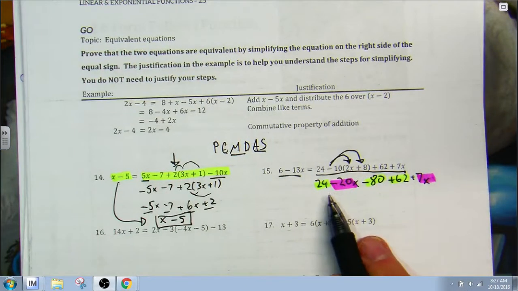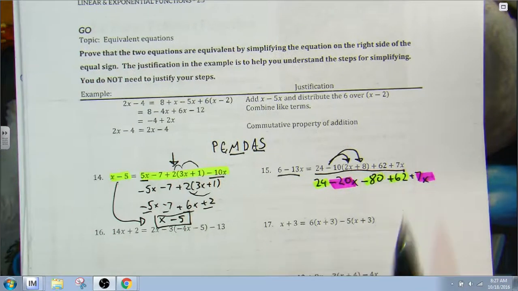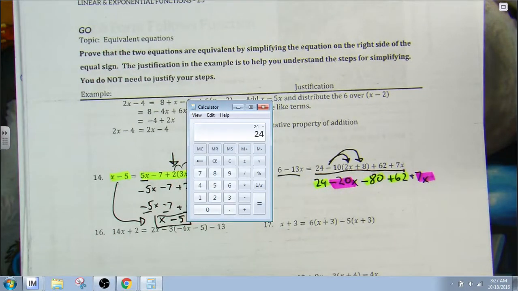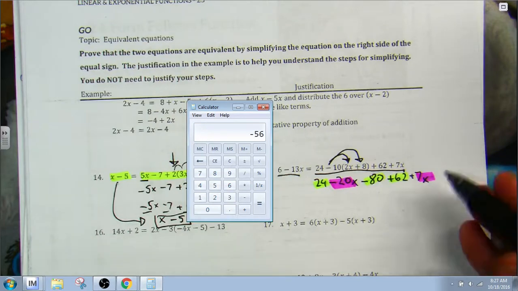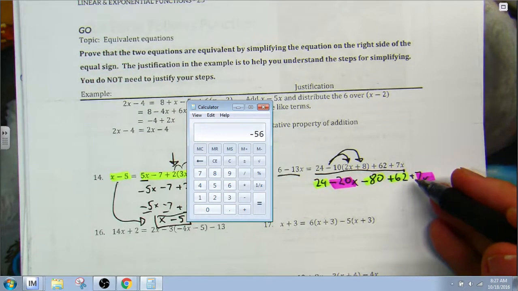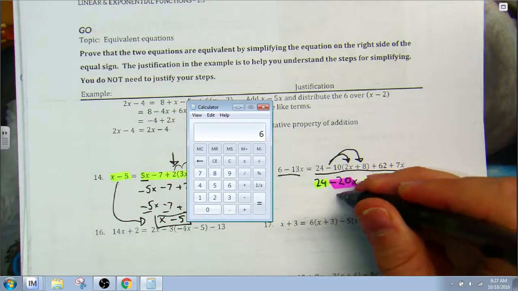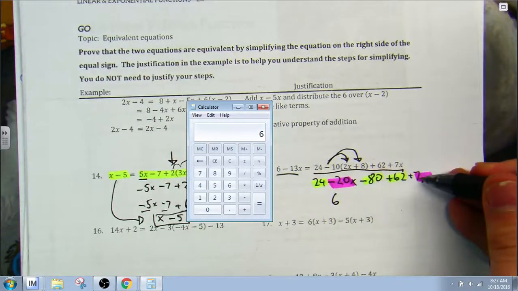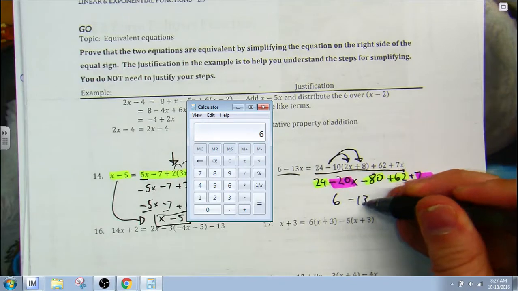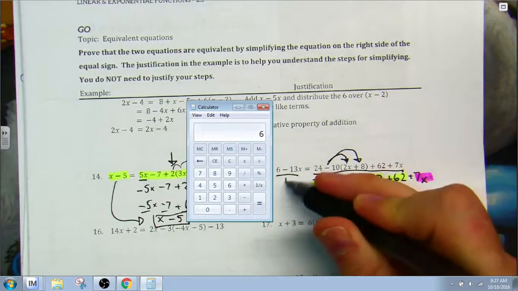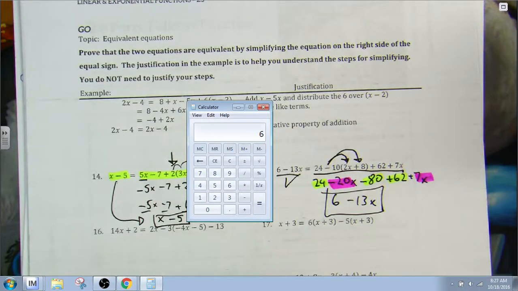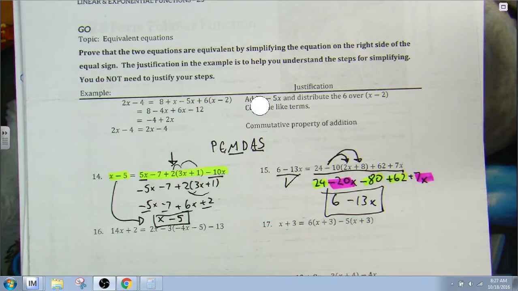So let's start by combining the yellows. 24 minus 80 is negative 56, and then I want to add 62 to that, so plus 62. So I end up with 6. And then I have a negative 20 plus 7, that's going to be negative 13x. And sure enough, boom, I did it. I made it happen. All right, guys. That's what you need to do.